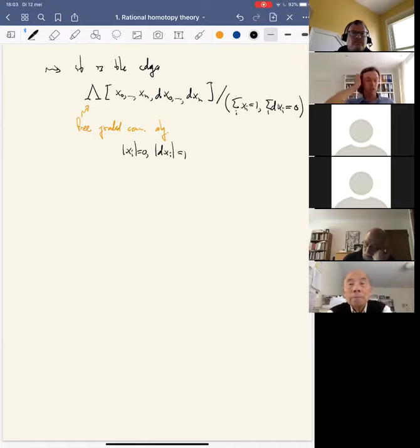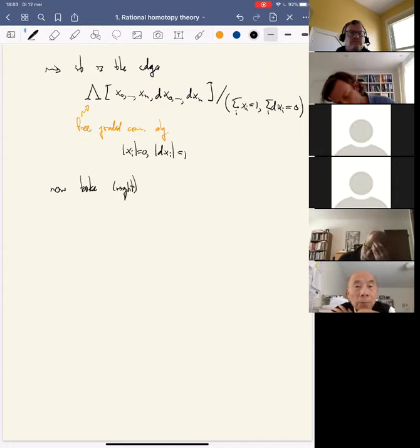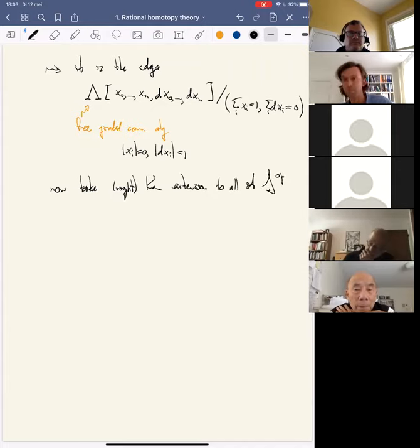All right, so this is what you assign to a simplex. It's just a very explicit CDGA that you can assign to a simplex. And then you also know what to do for every simplicial set just by Kan extending. So now you take a Kan extension. In this case, it would be a right Kan extension because of the op, to all of spaces op, and that's the functor APL.